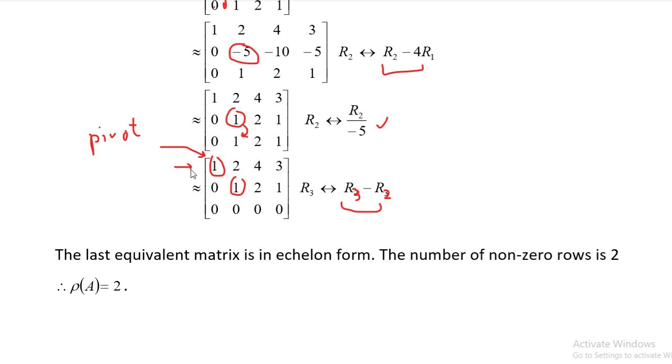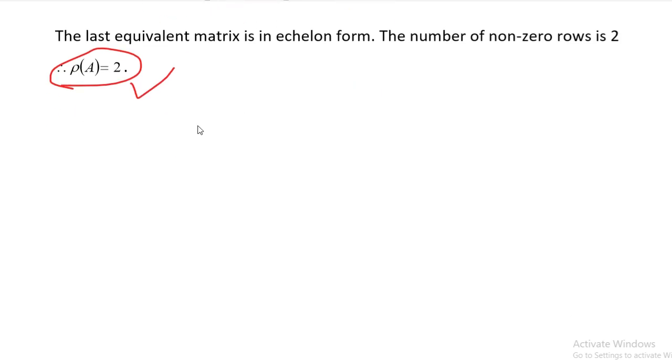Now how many non-zero rows are there? There are 2 non-zero rows again. The third one is 0. So again my rank of the matrix is 2.